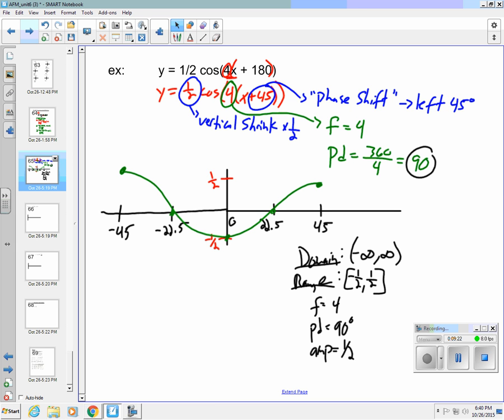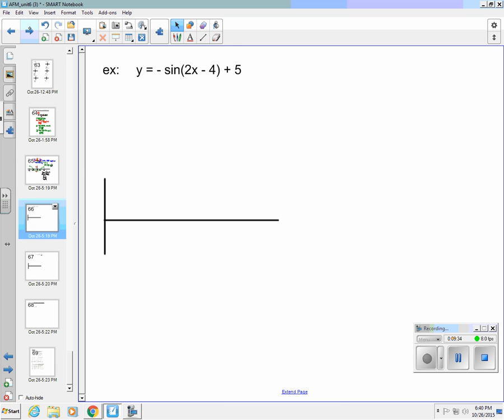So we'll go through a couple more examples like this and show you one using radians also, because that's what you'll be working with in class tomorrow. We'll use radians instead of degrees. Same idea. This one is a sine function. We have a couple new things: a reflection thrown in at the front of the function and a vertical shift.